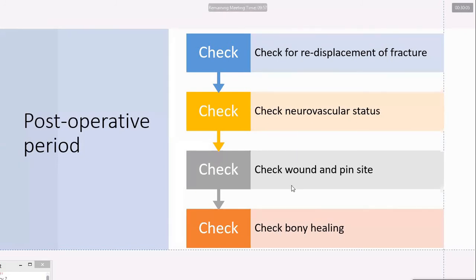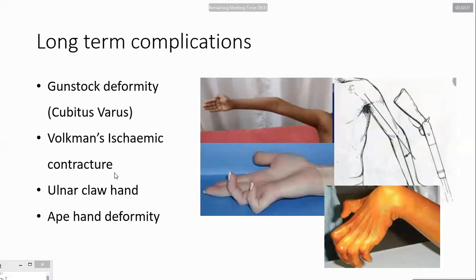So you should occasionally check the wound and pin site at least at a week's time, because that is also important. You don't want to end up with an infected pin site by the time the fracture heals. And check bony healing at approximately 3 weeks. We do it at 3 weeks. If there is visible callus around, you just get rid of the plaster, take out the pins, and start mobilizing, and that's the road to recovery.